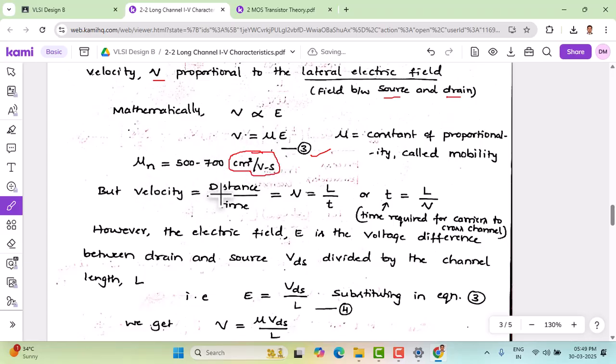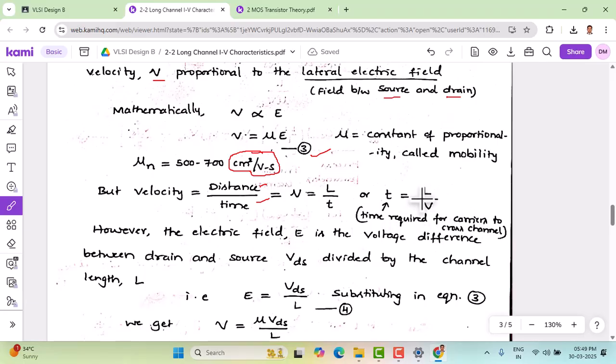But we know that velocity is equal to distance by time. So velocity v is equal to distance, which with reference to the MOSFET is the channel length L, divided by time t. We can derive the time equation from this. Time is equal to distance by the velocity. Time is nothing but the time required for the carriers to cross the channel or move from source to drain.